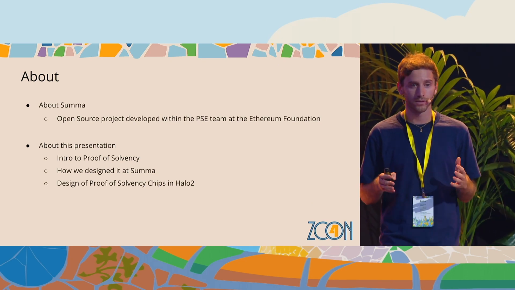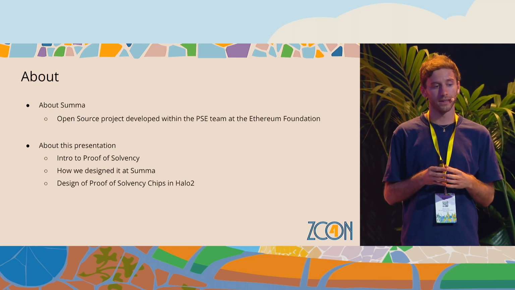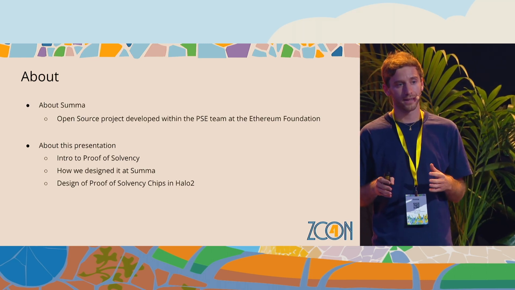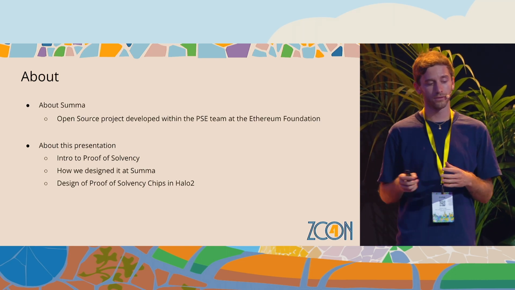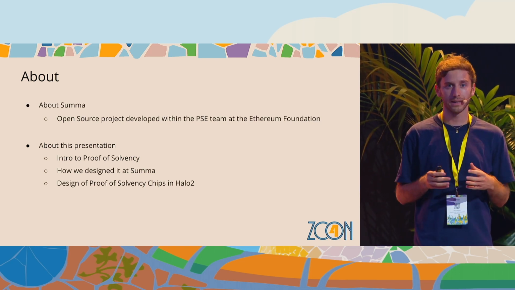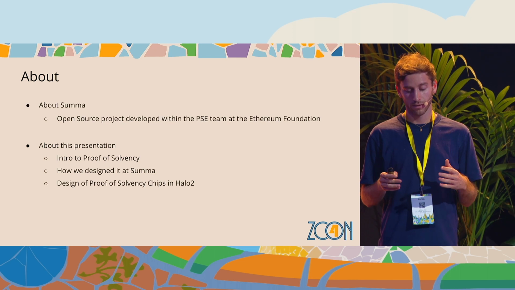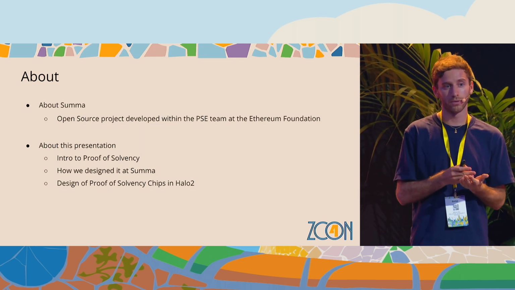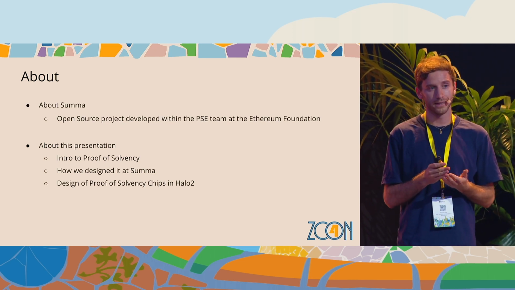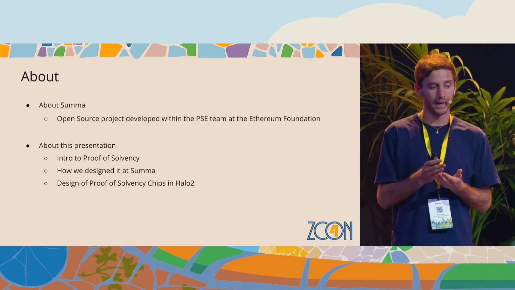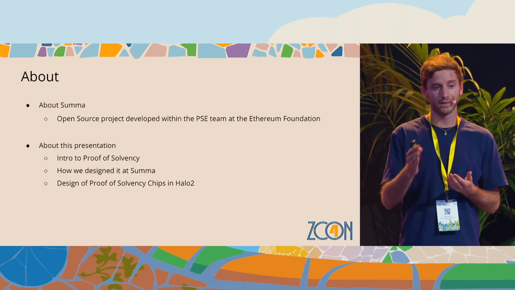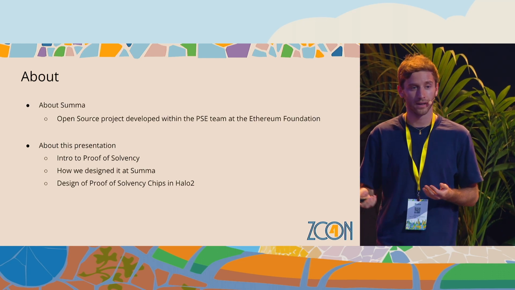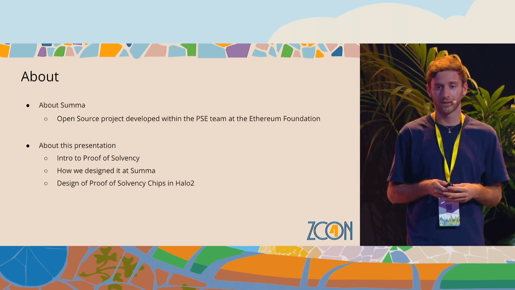Summa is an open source project developed within the privacy and scaling exploration team at the Ethereum Foundation. And Summa is a protocol for centralized exchanges to prove that they are solvent. So the idea is that with this protocol, exchanges can guarantee that the users are safe using this centralized exchange.